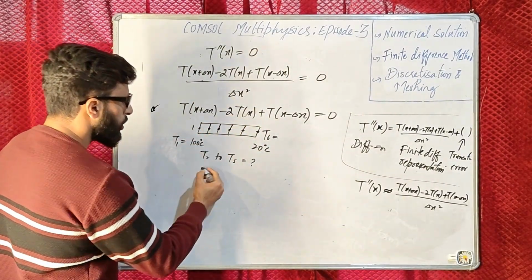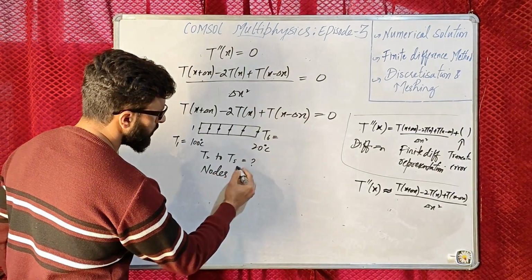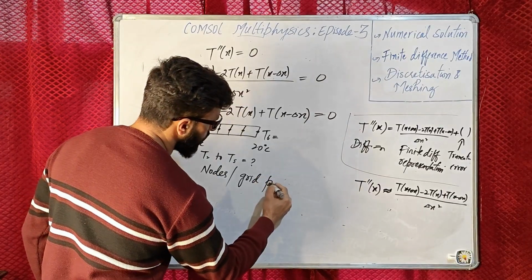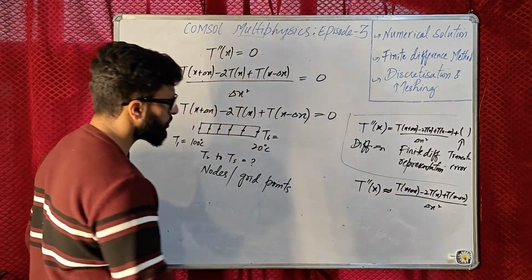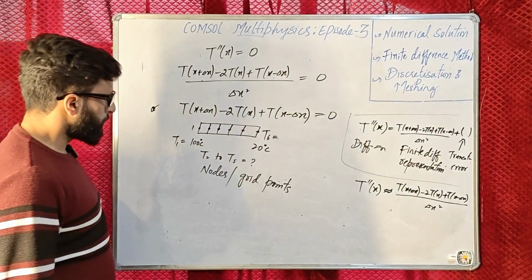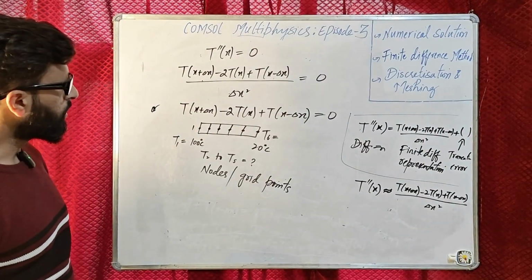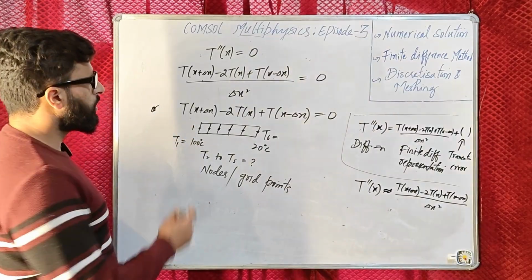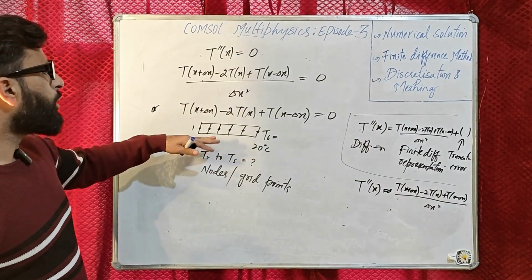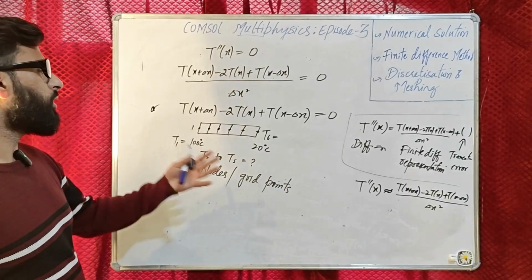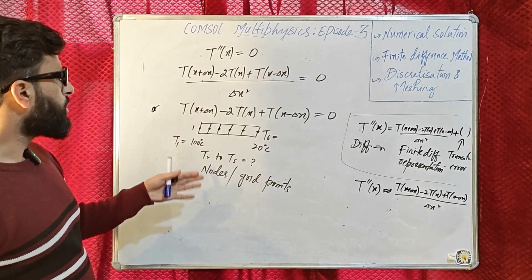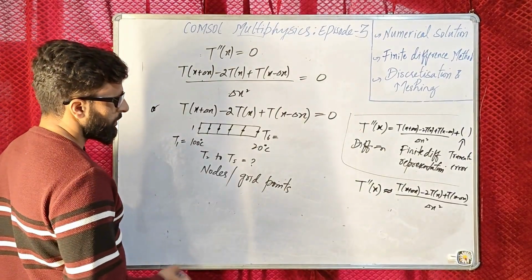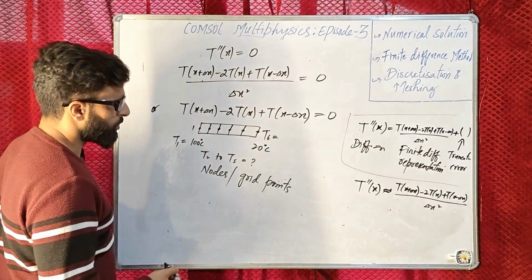Now these points are called nodes, or we call them grid points. Nodes or grid points. So what we did is we divided the entire domain into some number of elements depending upon how much accuracy we want. For this example, we divided into 5 elements, and there will obviously be 6 nodes.